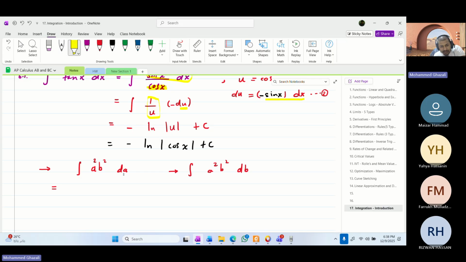You are integrating with respect to a. So a is your variable, b squared is your constant. So I'm going to take the b squared out. What's the answer? a cubed divided by 3 plus c. Are we good? That's your answer there.